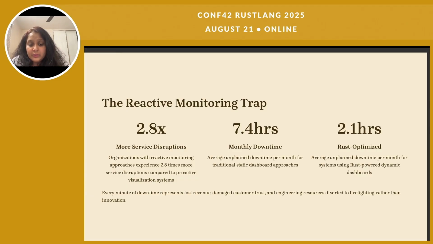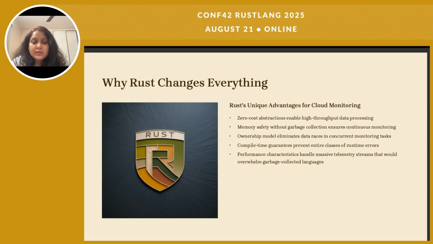To get there, though, we need a system that can process massive telemetry volumes in real time with consistent low latency. And that's where Rust fits in. So, how Rust changes everything. When we look at a platform for real time monitoring, two things are non negotiable. One is predictable low latency, and second is high reliability under load. And Rust delivers both of them.